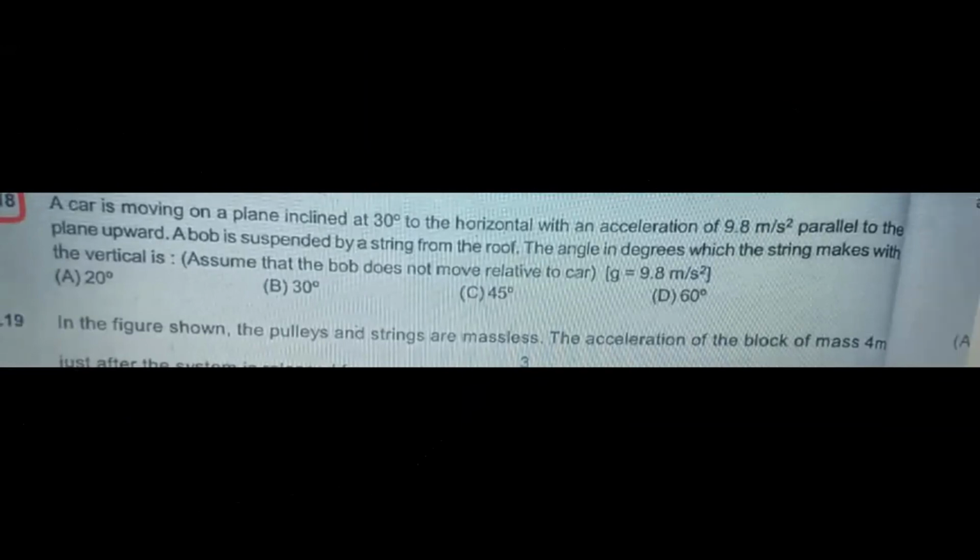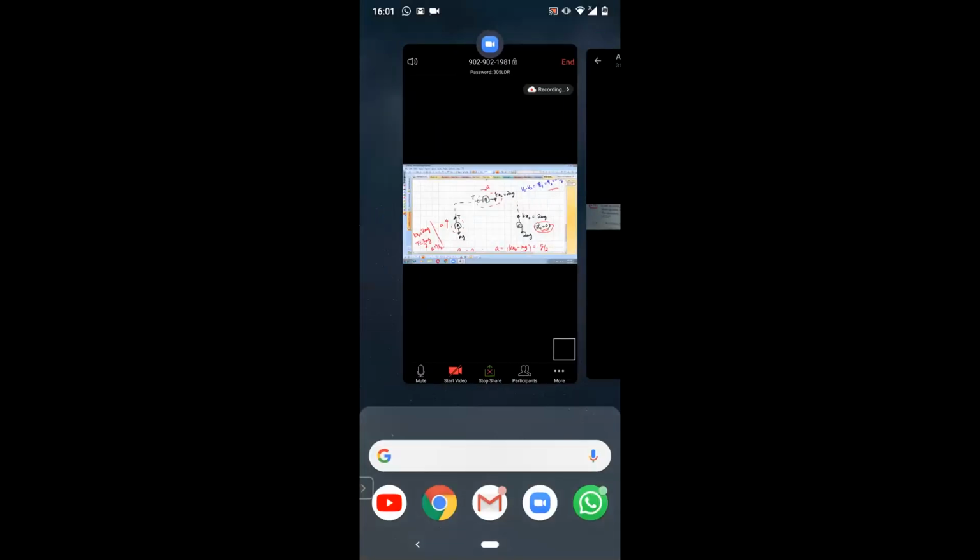So what do we have to do in this? We have to make the FBD of the bob, and it's at rest with respect to what? With respect to the car, right? So we have to make the FBD in which frame? In the car's frame, which is a non-inertial frame. So that is how we'll solve this problem. Okay. Let me explain the question.